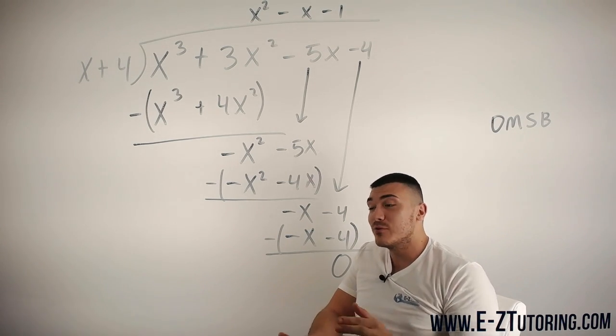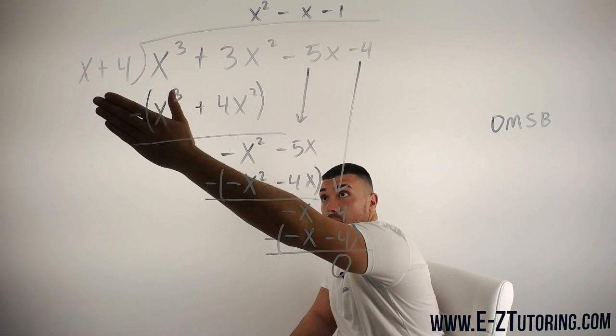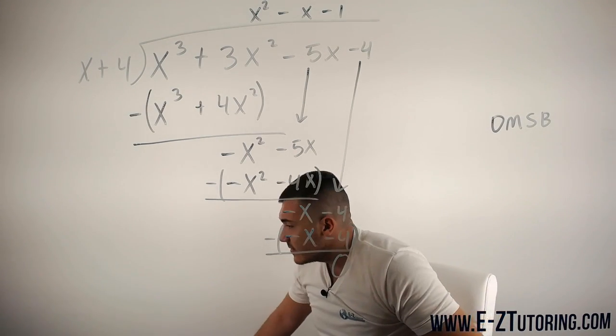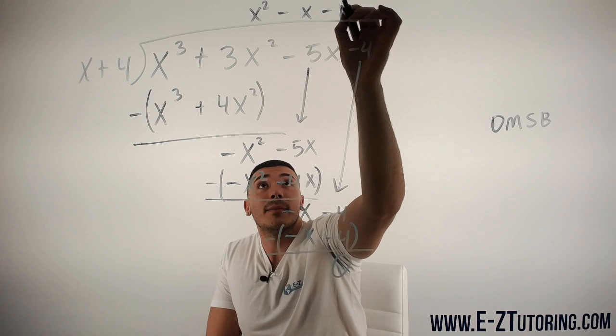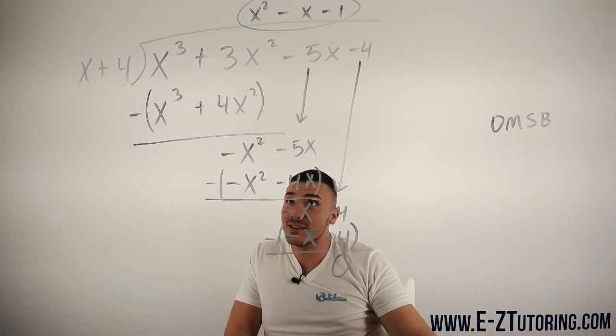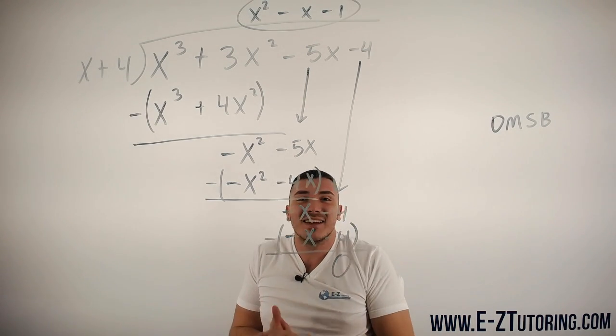When you get a remainder of 0, that is excellent news. That means the x plus 4 went in there perfectly. So your answer will be whatever's up top. x squared minus x minus 1 is your answer when you divide this polynomial by x plus 4. So that is how you do it, ladies and gentlemen.